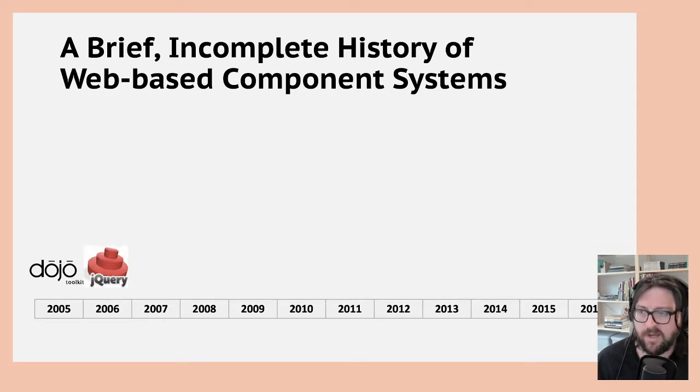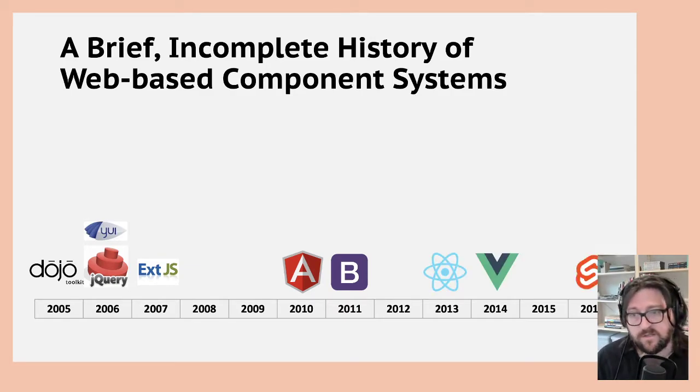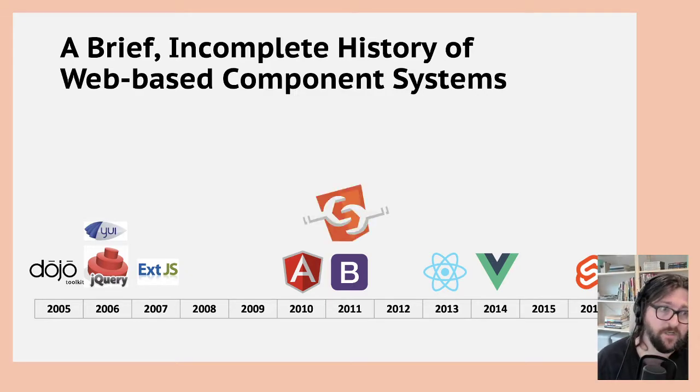Dojo did it first. You have jQuery, you have YUI and jQuery UI and Ext JS, and Angular came around on the scene, and then Bootstrap, of course, can't forget Bootstrap. React, you got Vue that does components, and Svelte is another one that does components, and then you have, of course, web components. Web components, shockingly, are from a 2011 talk, and then they were supposed to come out in browsers, and then it took a very long time.